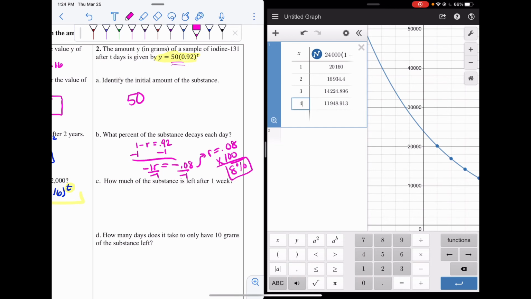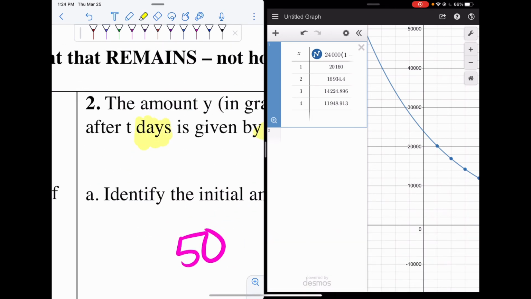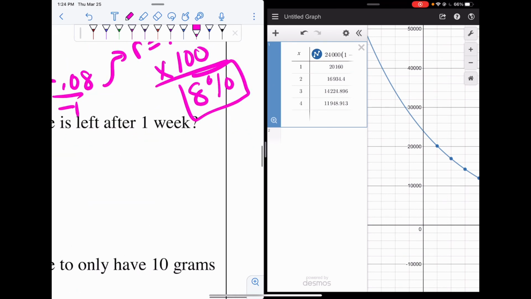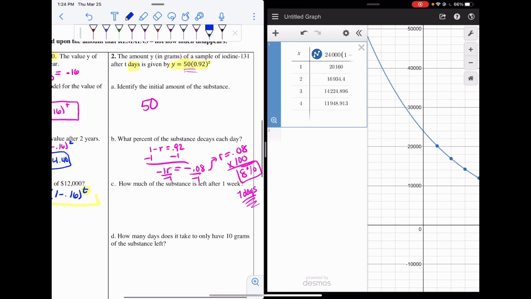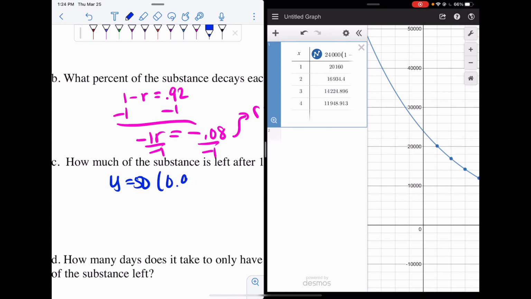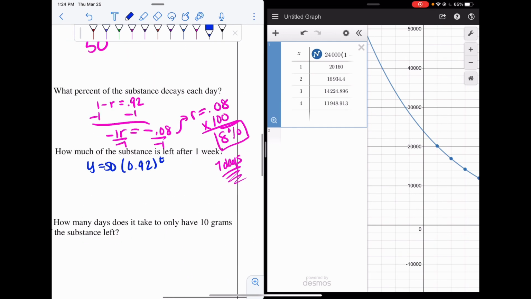Part C. How much of the substance is left after 1 week? If I look up here, this is not measuring in weeks, this is measuring in days. So I actually have to ask myself, 1 week is how many days? Well, that's 7 days. So I'm going to be plugging in 7 to my equation. They give it to us, we don't have to create it. It's y equals 50 times 0.92 to the t power. So everywhere I see a t, I'm going to plug in 7, because it's 7 days.